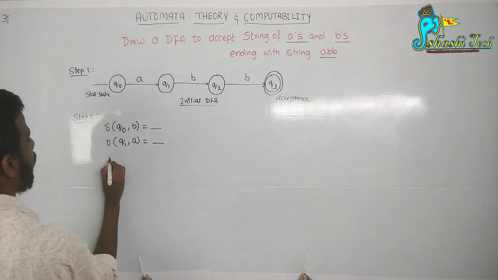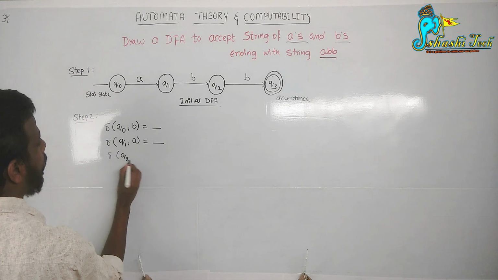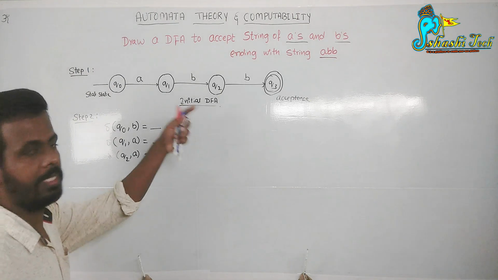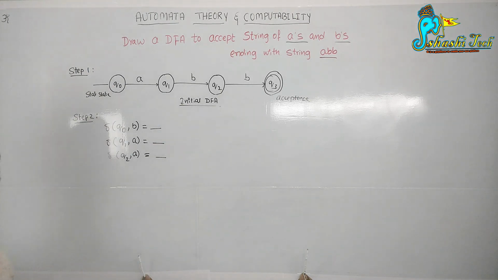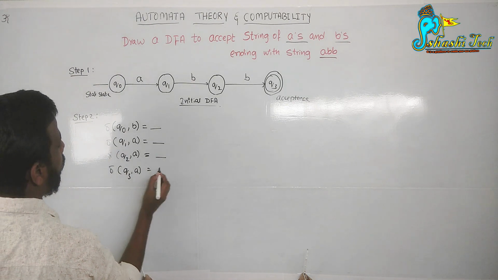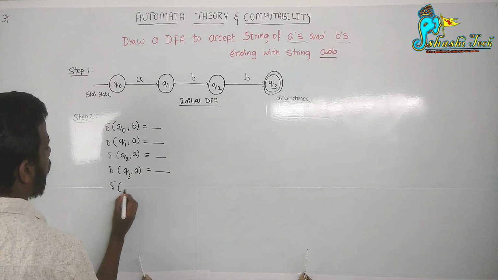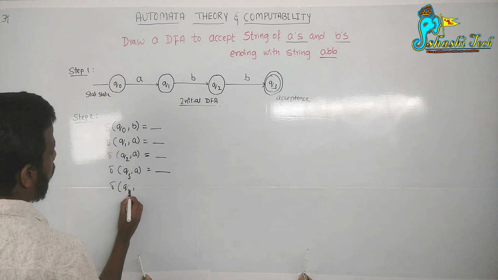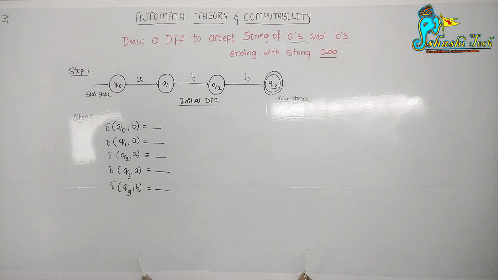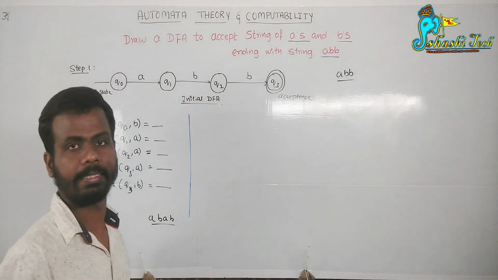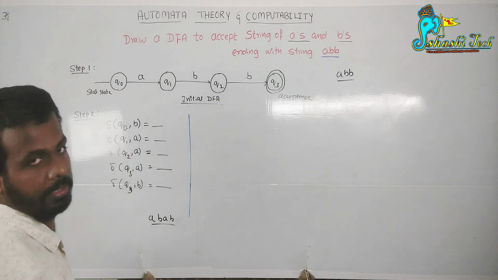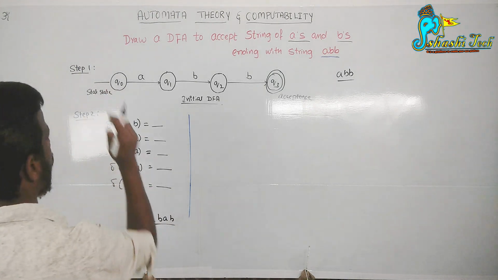Then delta Q2 upon accepting A, because B is already present, that we also don't know. Then delta Q3 upon accepting A is going to reach the B state. Then delta Q3 upon accepting B, it is going to reach some state that we also don't know. Now let us discuss one by one. Let us start with Q0.